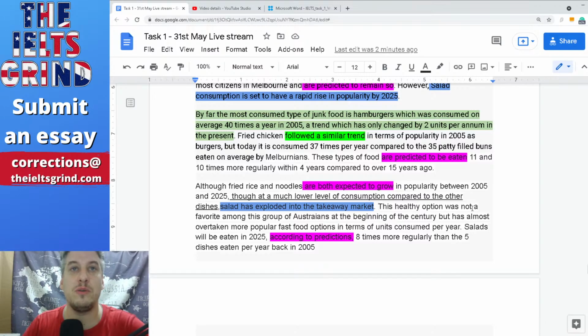This healthy option was not a favourite among this group of Australians at the beginning of the century, 2005, but has almost overtaken more popular fast food options in terms of units consumed per year. Salads will be eaten in 2025 according to predictions, don't forget that, 8 times more regularly than the 5 dishes eaten per year back in 2005.